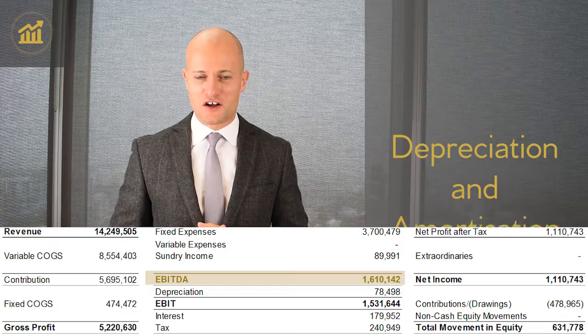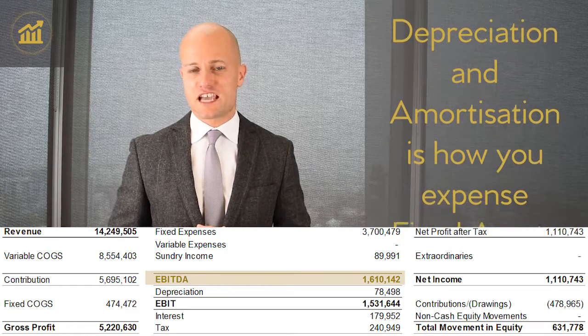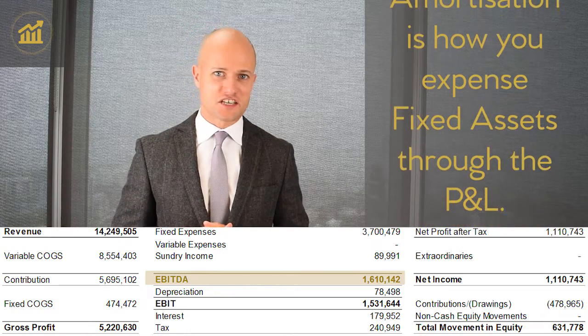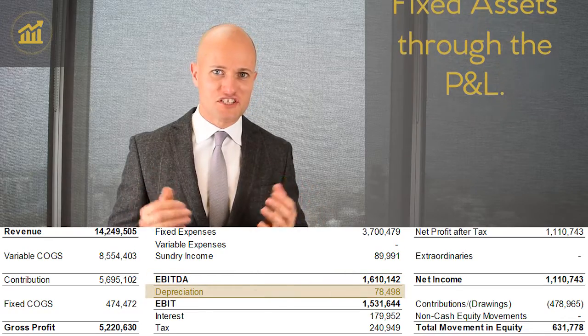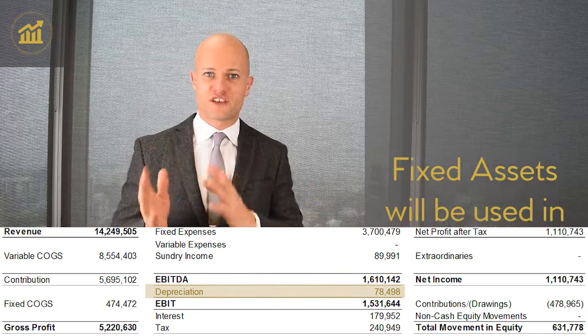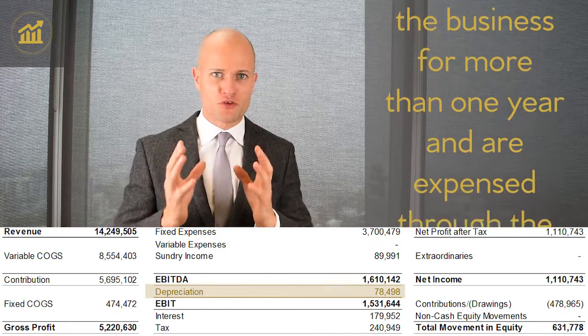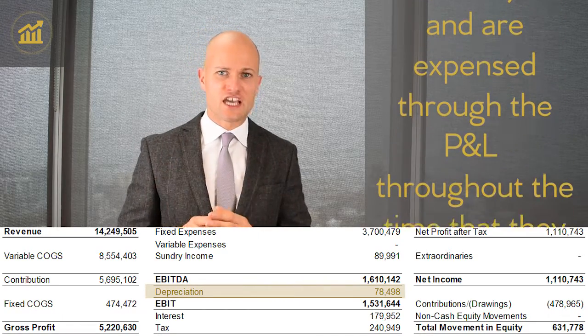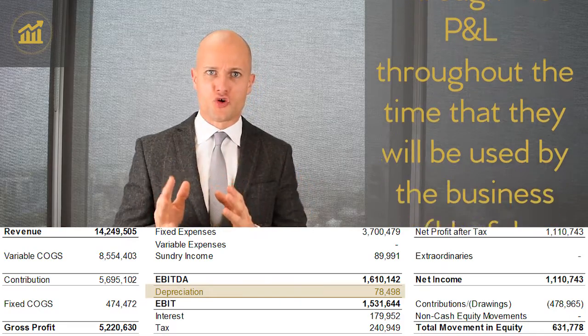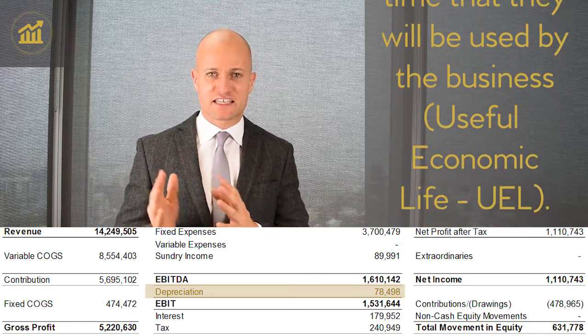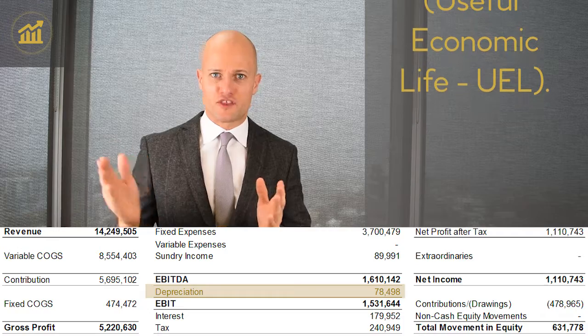Then, when you take away your cost of doing business, your fixed expenses, from your GP, that gives you your EBITDA. That's your earnings before interest, tax, depreciation and amortization. Depreciation and amortization is how you expense fixed assets through the P&L. So a fixed asset is an asset you're going to be using in your business for more than a year. You don't take the full cost through at the moment you purchase the asset. You take it through the life of the asset.